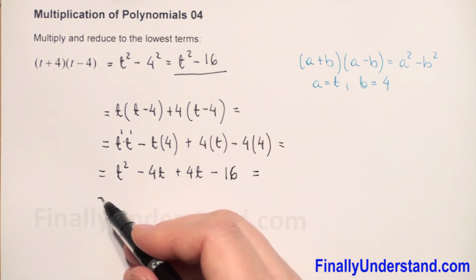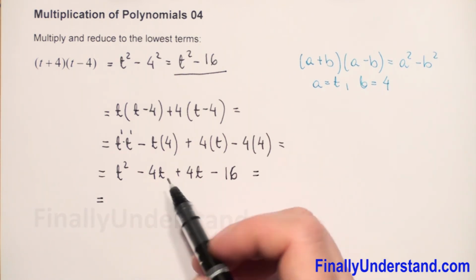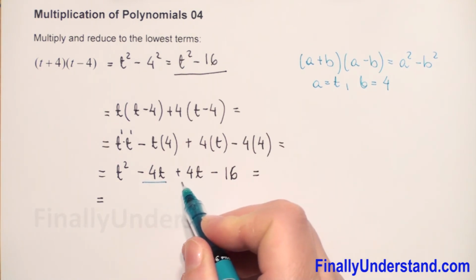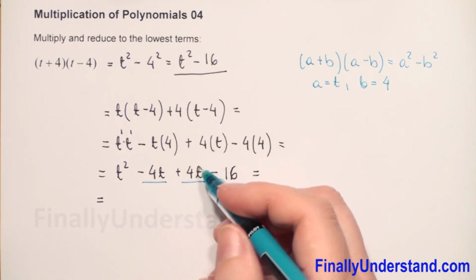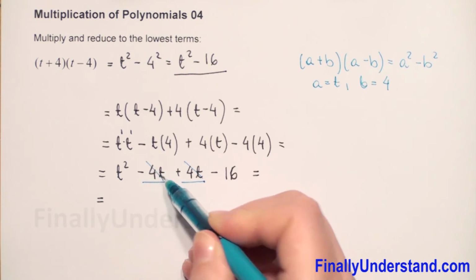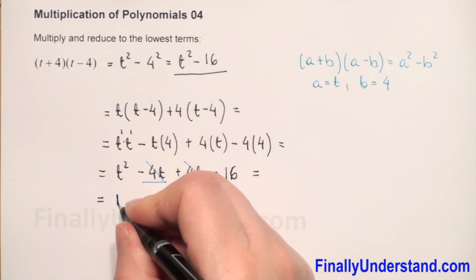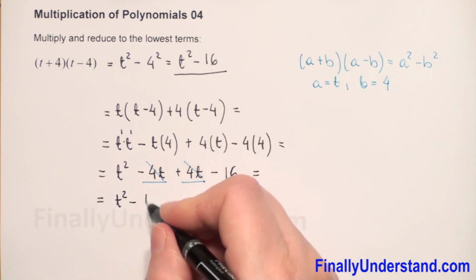This is equal. Now we have to combine the like terms. We have negative 4t and positive 4t. So 4t we can reduce. Negative 4t plus 4t will be 0. So we have t squared minus 16 only.